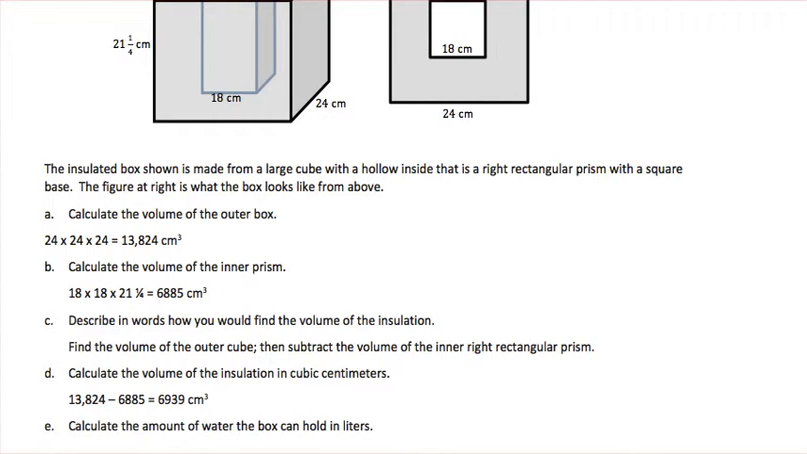And then finally, we're asked to calculate the amount of water the box can hold in liters. So we have 6,939 cubic centimeters, and 1 cubic centimeter is 1 milliliter. So if we divide, because there are 1,000 milliliters in 1 liter, so if we then divide 6,939 by 1,000, we find that it holds 6 and 939 thousandths liters.